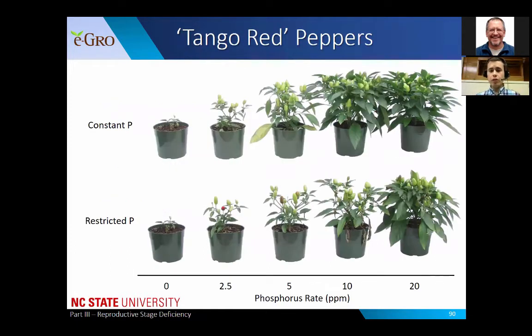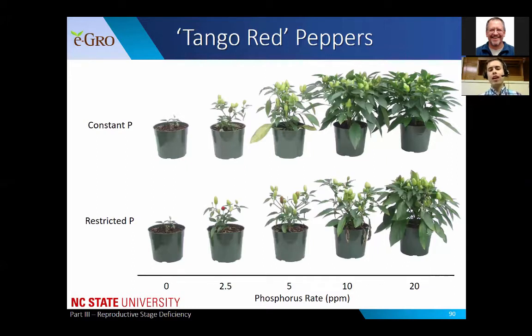So here you can see Tango Red Peppers, the plants on the top grown with constant phosphorus, and the plants on the bottom grown with an initial rate of phosphorus that was then restricted to 0. And here you can see that really it was only the plants that were grown with 10 and 20 parts per million phosphorus constantly that looked very healthy and were saleable. And with rates of 5 parts per million continuously, that was still too low for this cultivar of pepper. And you can tell because the plant was significantly stunted, and you can see that it had several chlorotic leaves near the bottom of the plant, and in fact, it was just not a very full plant at all.